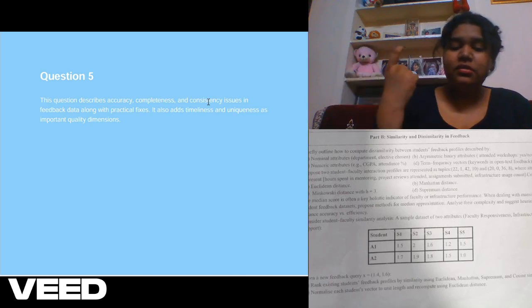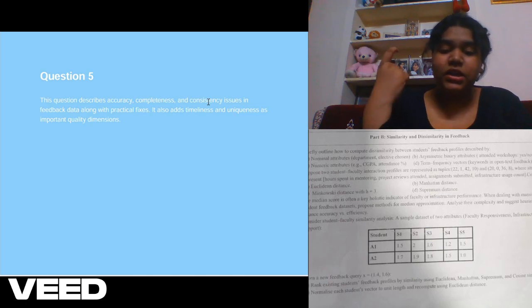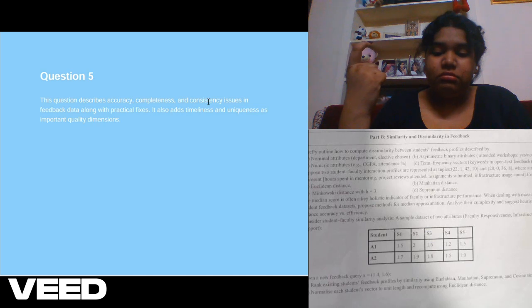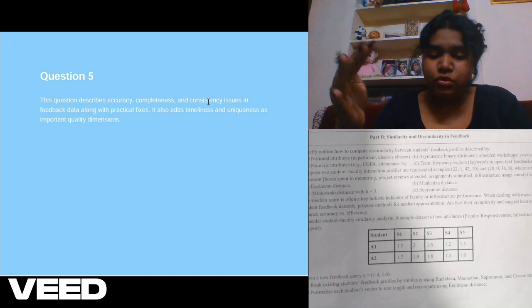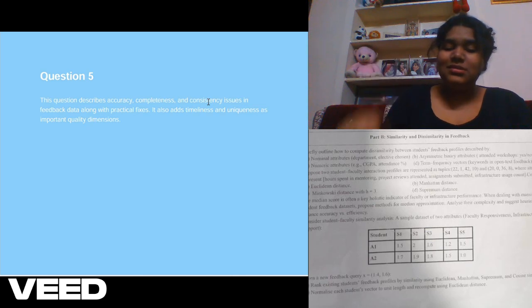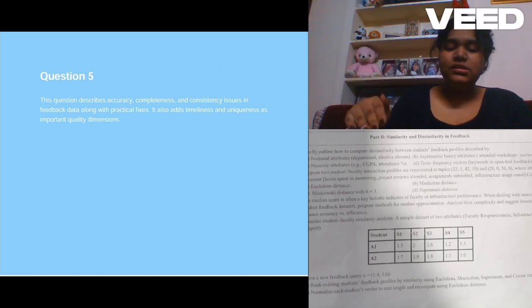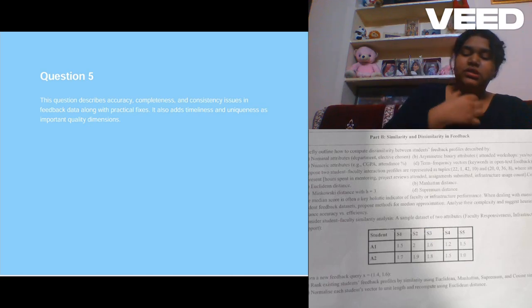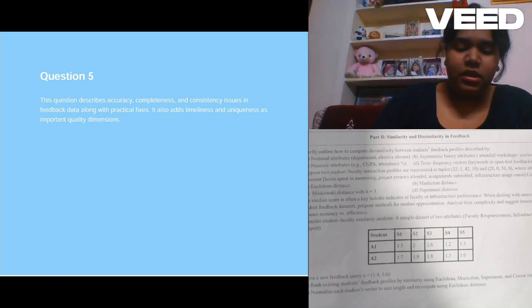Finally, we interpret the results, identifying which attributes students like the most and which ones need improvement, and whether satisfaction is consistent across attributes. This creates a quick visual summary for faculty.